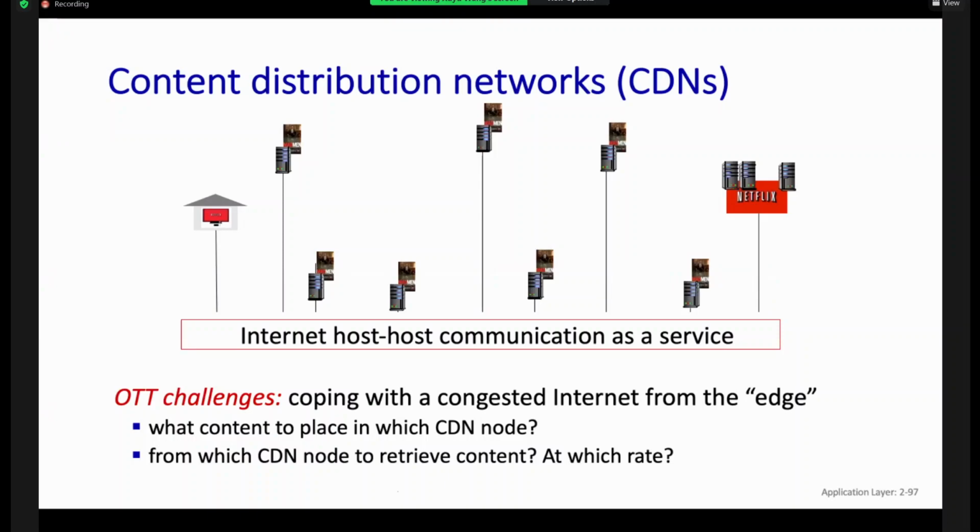This depends. We use DASH. It depends on the current throughput or bandwidth. If throughput is higher, we get a higher bit rate. If throughput is lower, we get a lower bit rate. Okay, this is the solution.